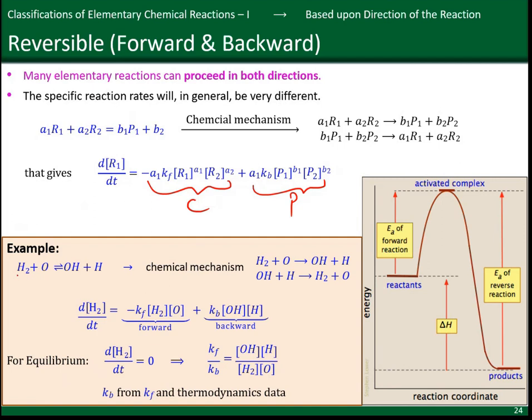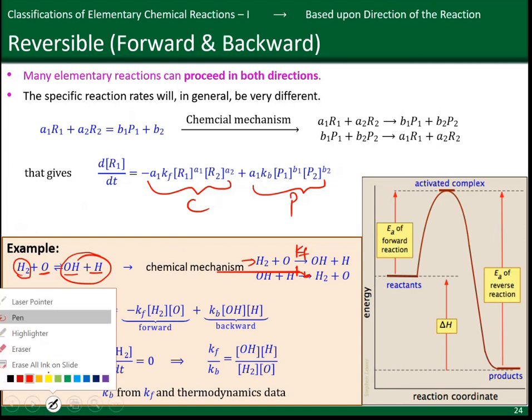So if you have a hydrogen molecule H2 plus oxygen atom O, it can lead to the formation of OH plus H. But OH plus H can also combine to give us H2 plus O, right? So you can write the forward and the backward reactions here. Okay, so this is the forward reaction, and the second one is the backward reaction.